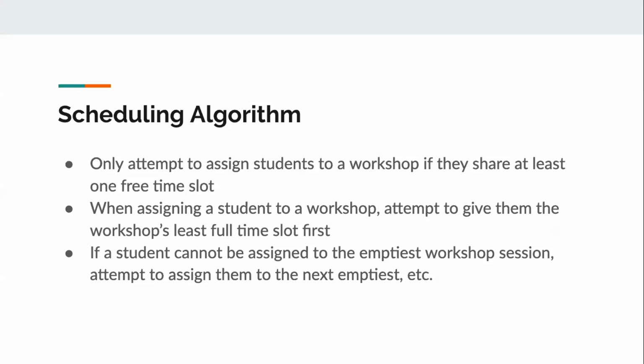If, for whatever reason, a student needs to be assigned a workshop but cannot be given the least full session, then that student will be assigned the second least full session, and then in the worst case scenario, the third least full session. This is just to ensure that the algorithm keeps going and makes sure that students are being assigned workshops, but by prioritizing the assignment of the emptiest sessions first, we found that this would help mitigate the even distribution of students across time slots.